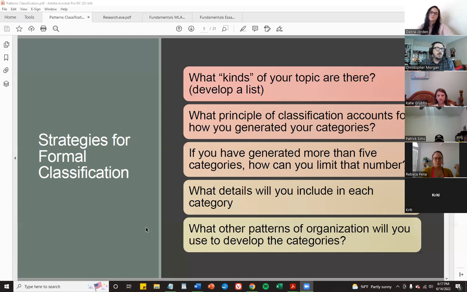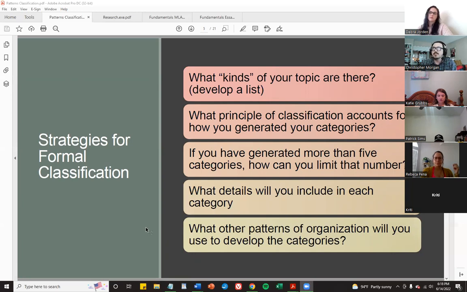So strategies for formal classification, what kinds of topics are there? Right? Often list making helps here. And again, this is very much like database organizing kinds of stuff. It's very like rigid categories having like very set definitions. Things are very clearly included and excluded a lot of the time. What principle of classification accounts for how you generate your categories? If you've generated more than five, which is kind of arbitrary, how could you limit the number?